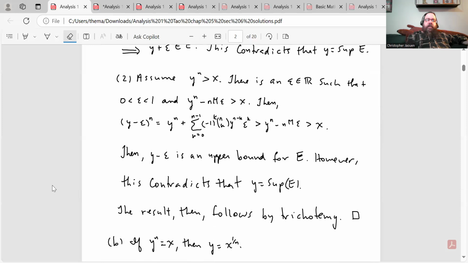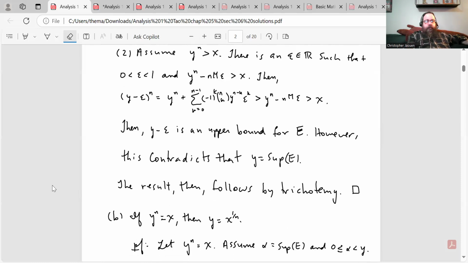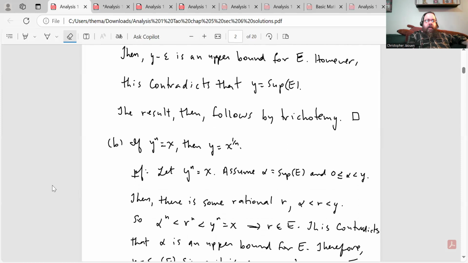That means that y minus epsilon is an upper bound for E. However, this contradicts, again, that y is the supremum of E. So the only thing that's left by trichotomy is that y to the n is equal to x. So the only thing that's left is equals. All right, that's the proof for part A.